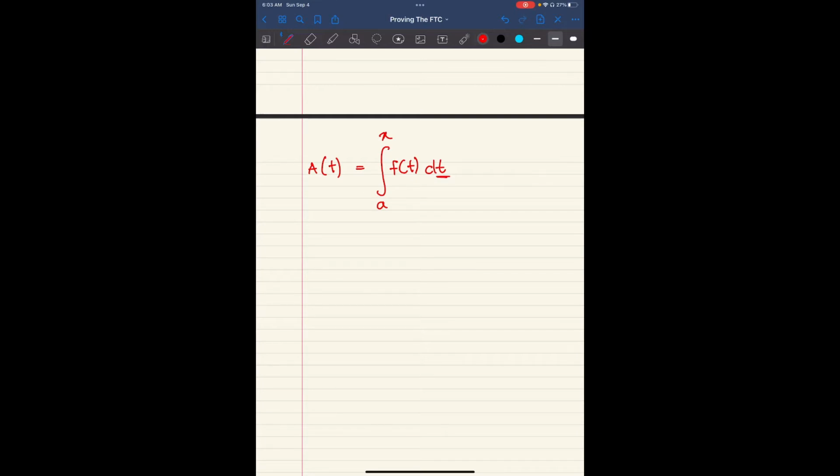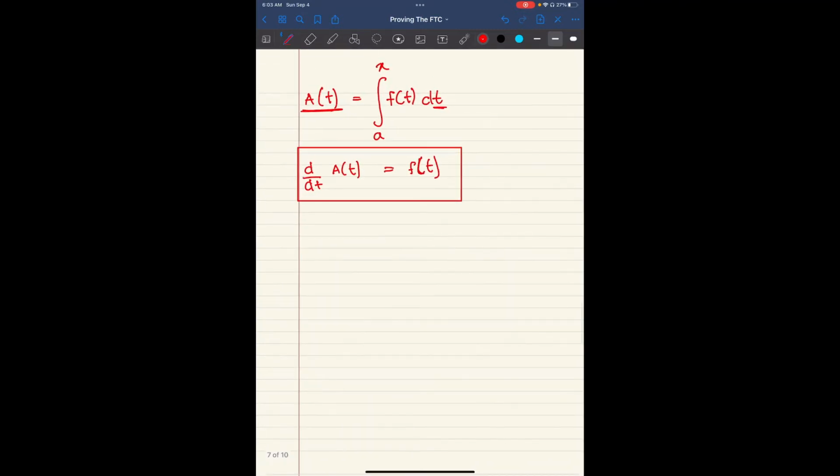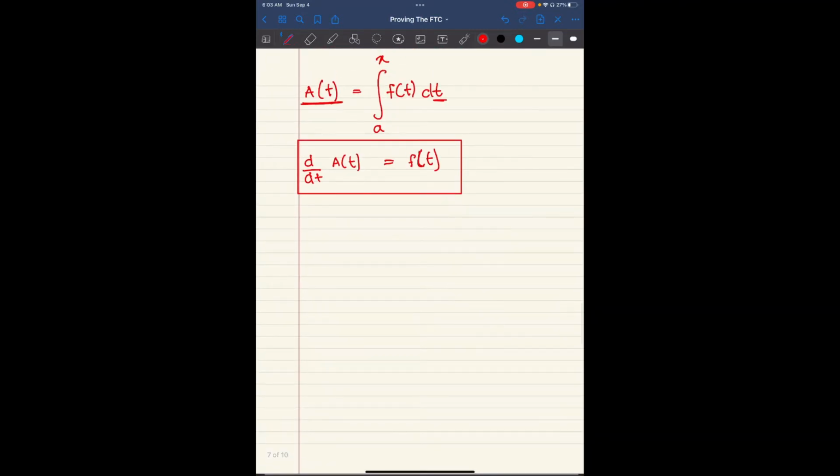So by definition, if we prove the statement d over dt of a of t is equal to f of t, we'll be able to prove the fundamental theorem because a of t gives you the area under the curve of f of t. This is all going to make sense. Just give it a second.